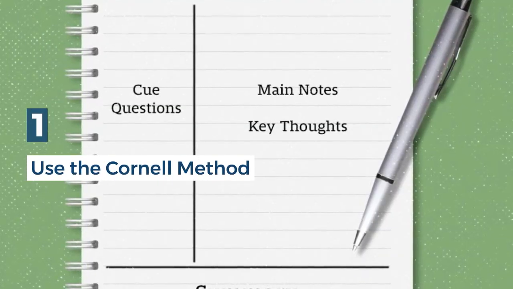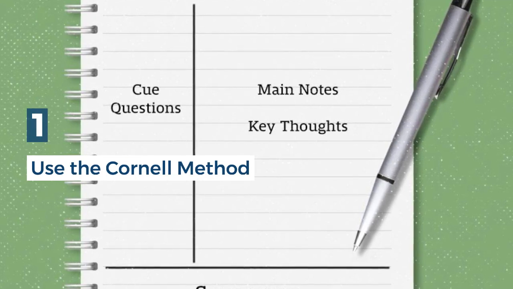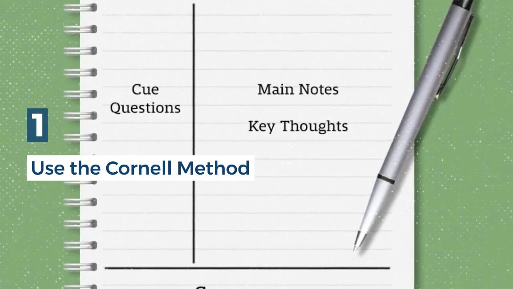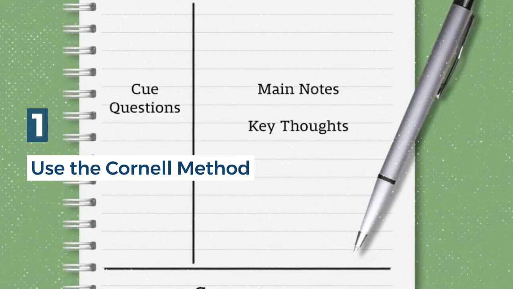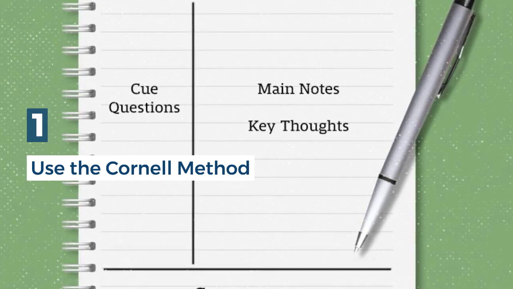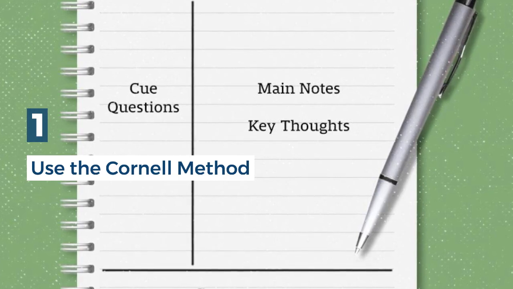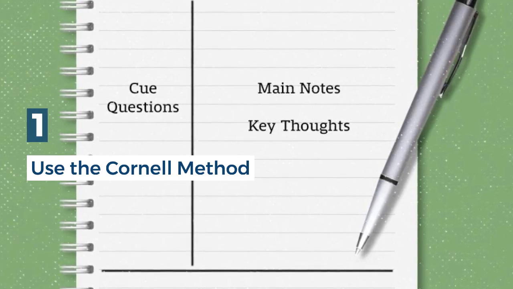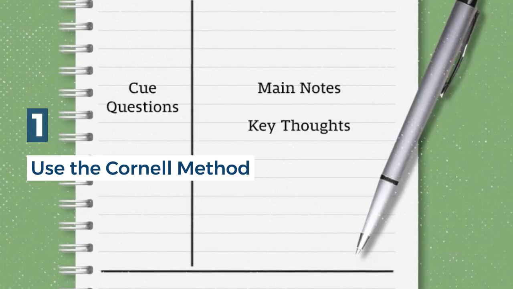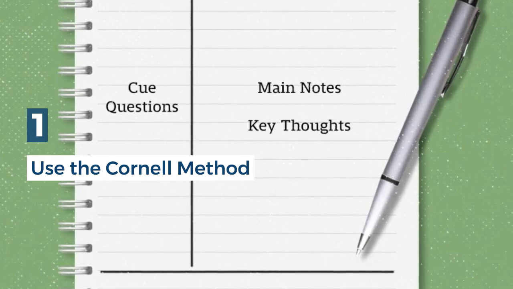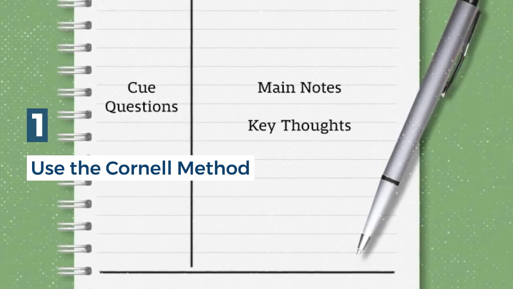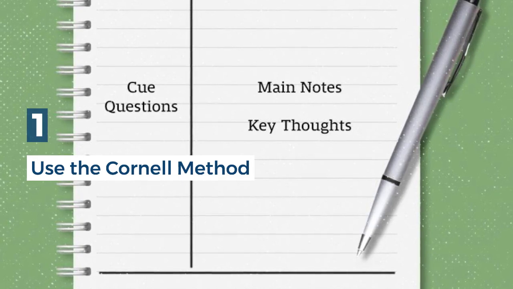1. Use the Cornell method. One of the most popular note-taking techniques is the Cornell method. This involves dividing your note paper into 3 sections: a narrow left-hand column, a wider right-hand column, and a small section at the bottom. To use the Cornell method, start by taking notes in the right-hand column during class. You can use abbreviations and keywords to save space and make it easier to review later.